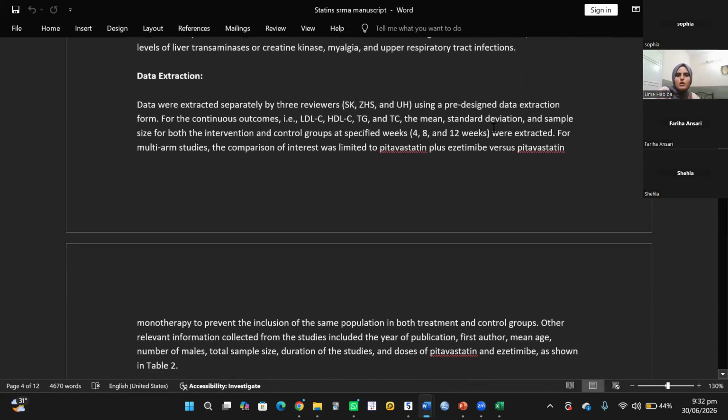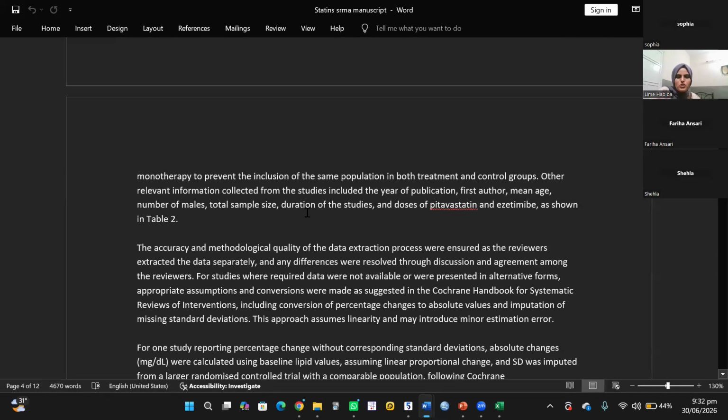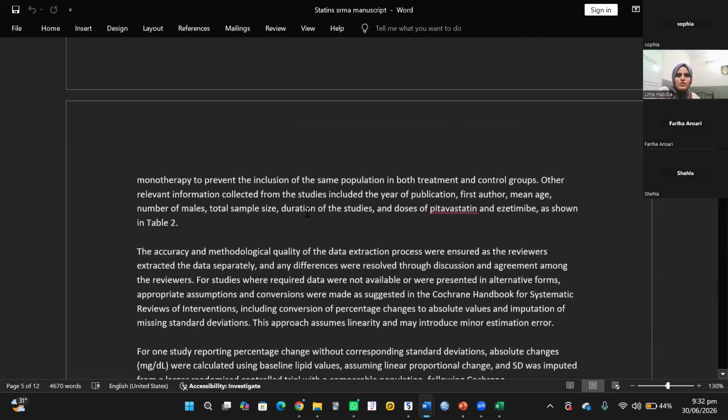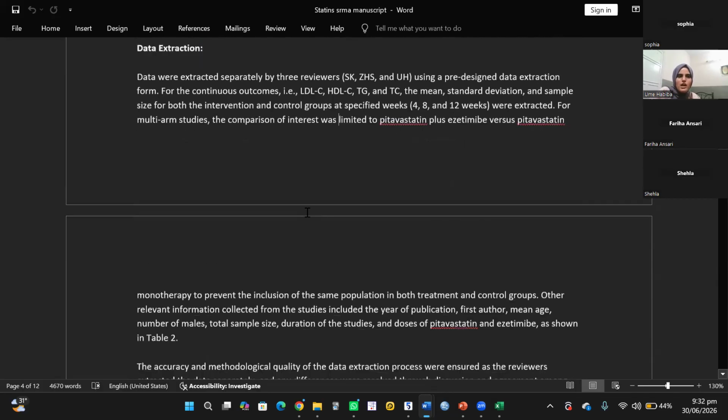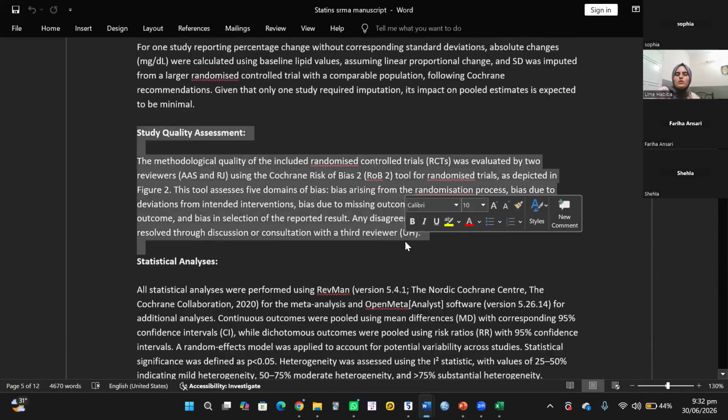For continuous outcomes, the mean and standard deviation were calculated, and for dichotomous outcomes, risk ratio, odds ratio, and hazard ratio were calculated. You just have to tell about everything that you extracted, right? And then comes the heading of quality assessment, right? Everything that you did, each step that you did, you have to write it in a paragraph format.